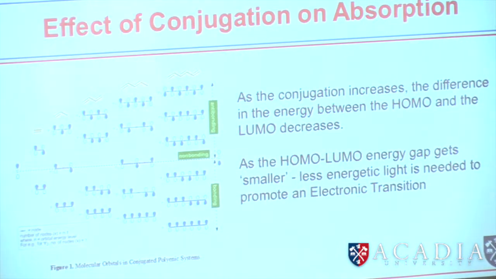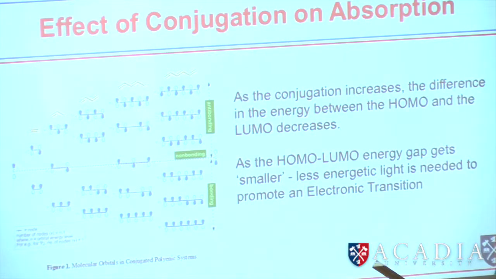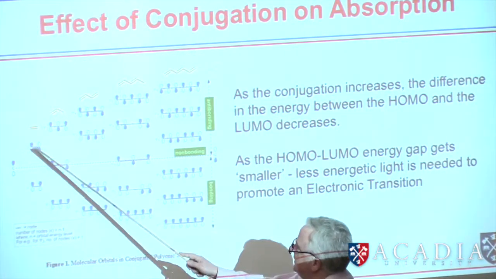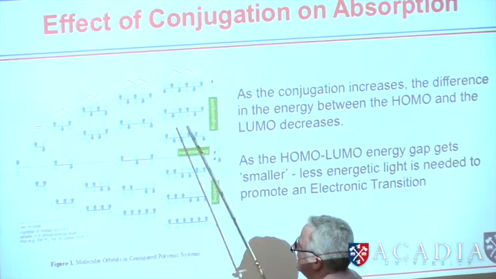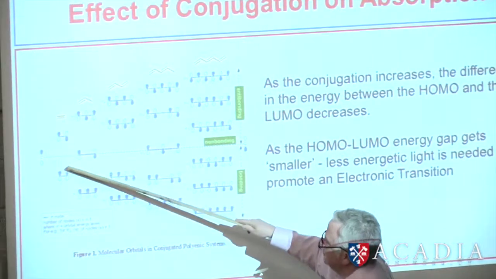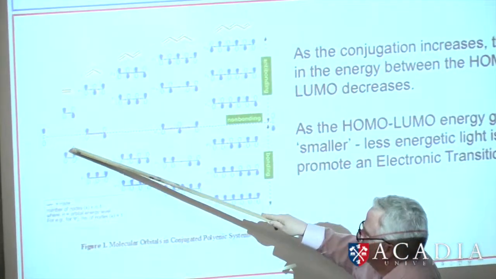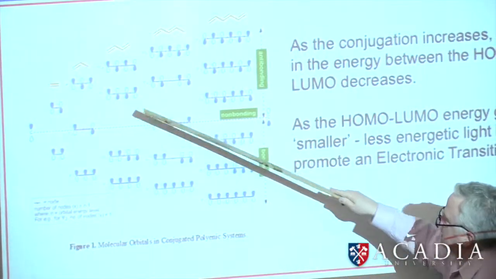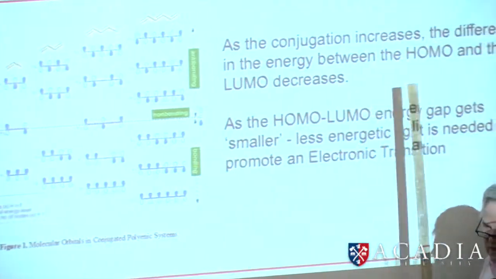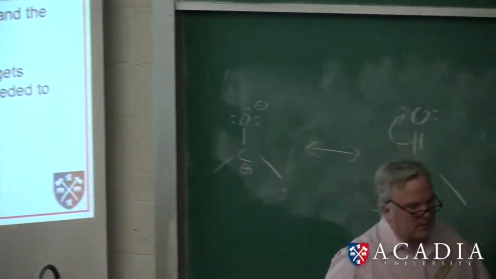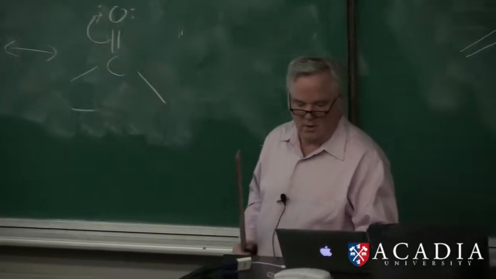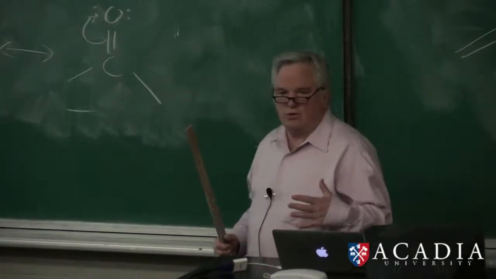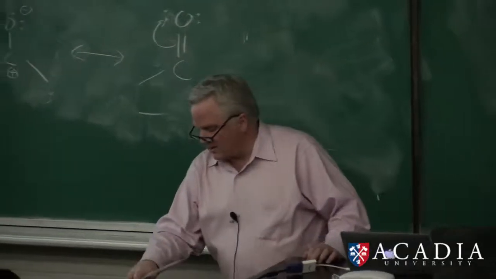So again, the effect of conjugation, and we can see that here. Take a look at these three even-numbered systems, and we can clearly see as we mix the orbitals, as we extend our conjugation, that HOMO-LUMO gap gets smaller and smaller the further out we extend it. We can detect these things using UV-vis spectroscopy.